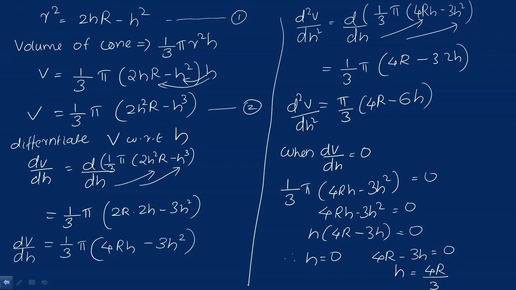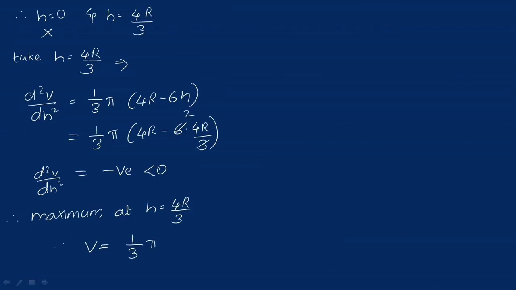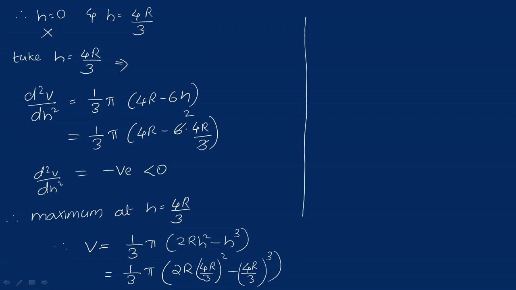Now we are going back to the volume, that is 1 by 3 pi into 2h square r minus h cube. That is the volume of the cone inscribed in the sphere. So instead of h we are applying 4r by 3. So we have 1 by 3 pi into 2 into r into 4r by 3 whole square minus h cube, that is 4r by 3 whole cube.